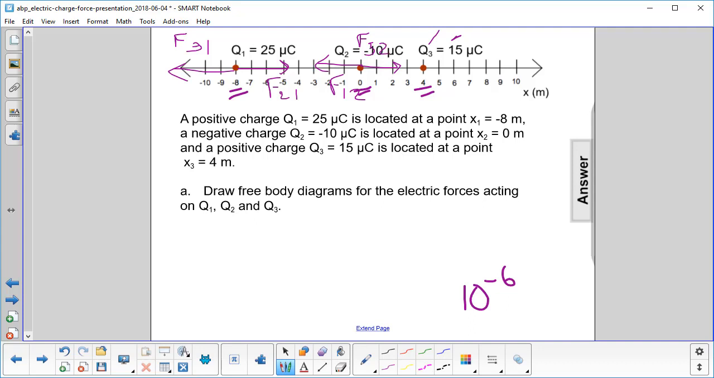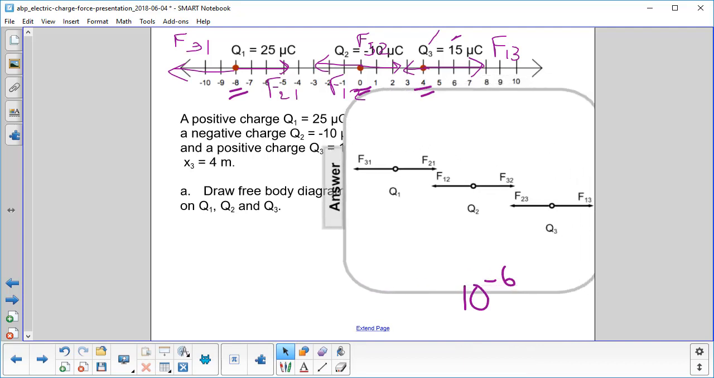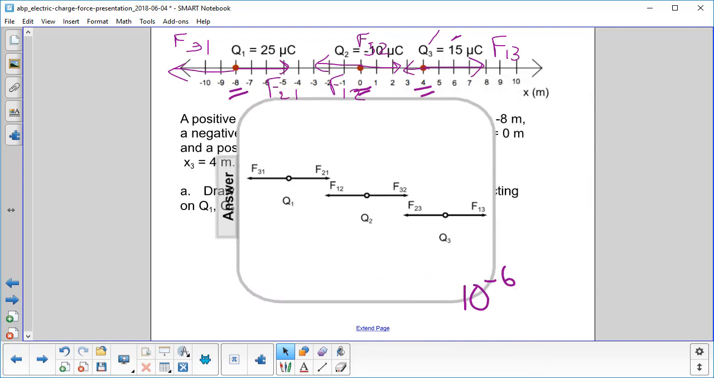And finally we'd go to Q3, and I've kind of run out of room there, but you can hopefully see that Q1, which is positive, will try and push Q3 that way. So that will be the force that 1 exerts on 3. 2 is negative, so that's going to pull Q3 this way. Now before you worry that you can't really see that too well, let's just pull the answer out and make sure that's exactly what I drew, and yes it is. So please pause here for a second and make sure you can reproduce those diagrams.